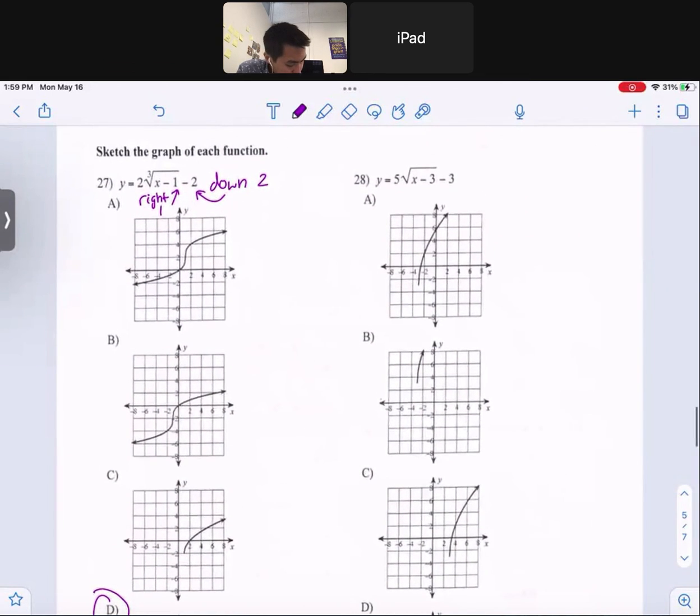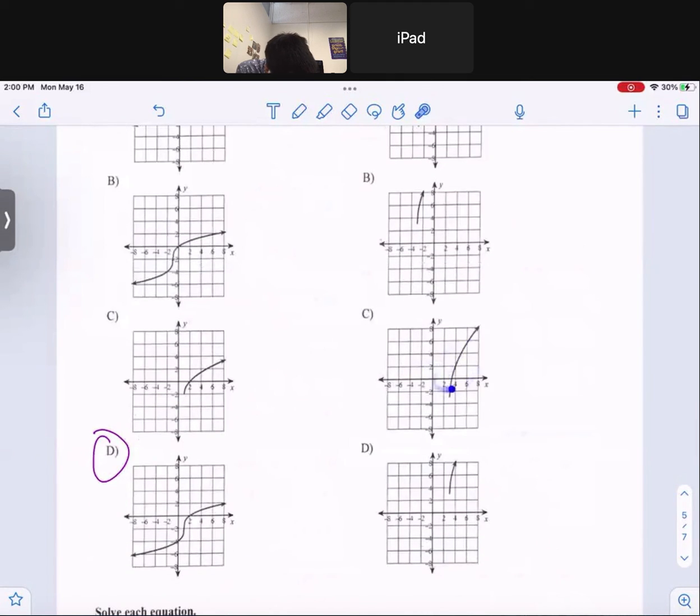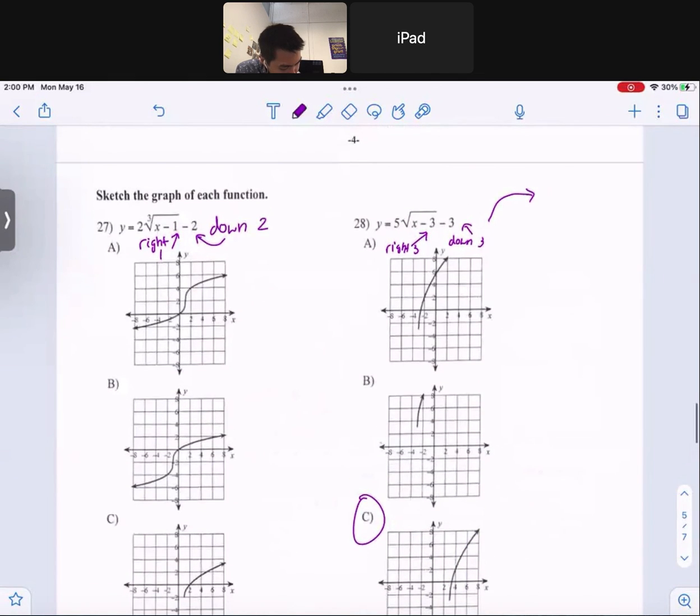24. Now for square roots, they look like this, right? Square roots, they look like this. So right 3, down 3. So which one went right 3 and down 3? Not that one, not that one. This one. This one went right 3, down 3. And it's positive, so it should be going up.